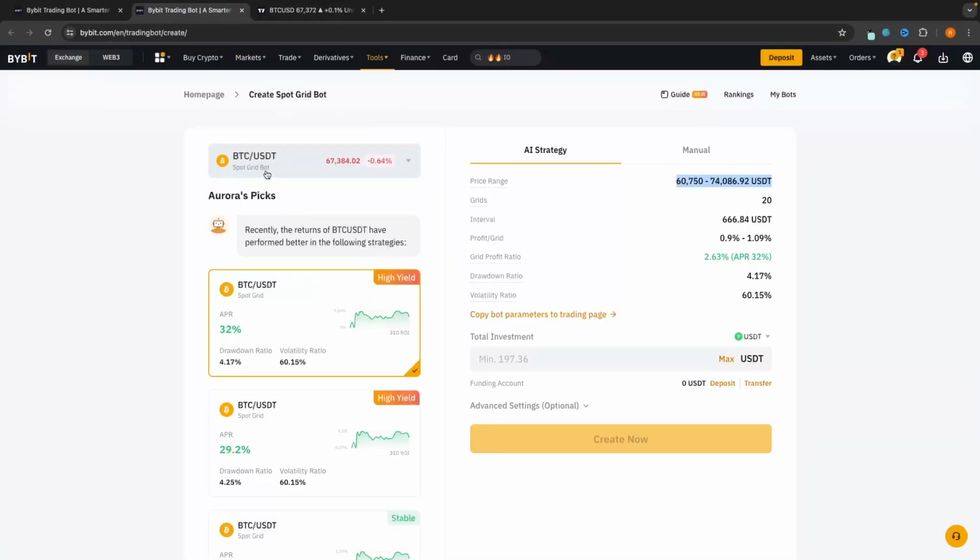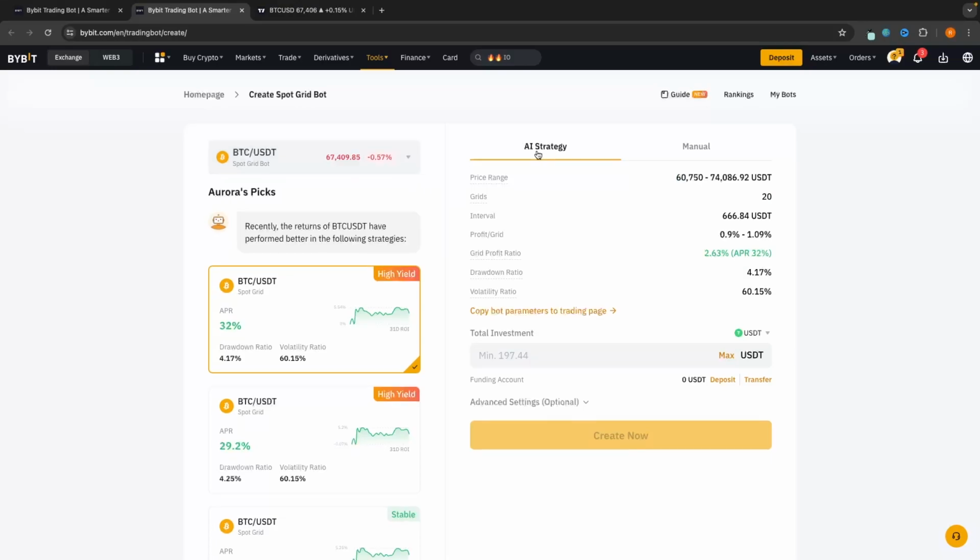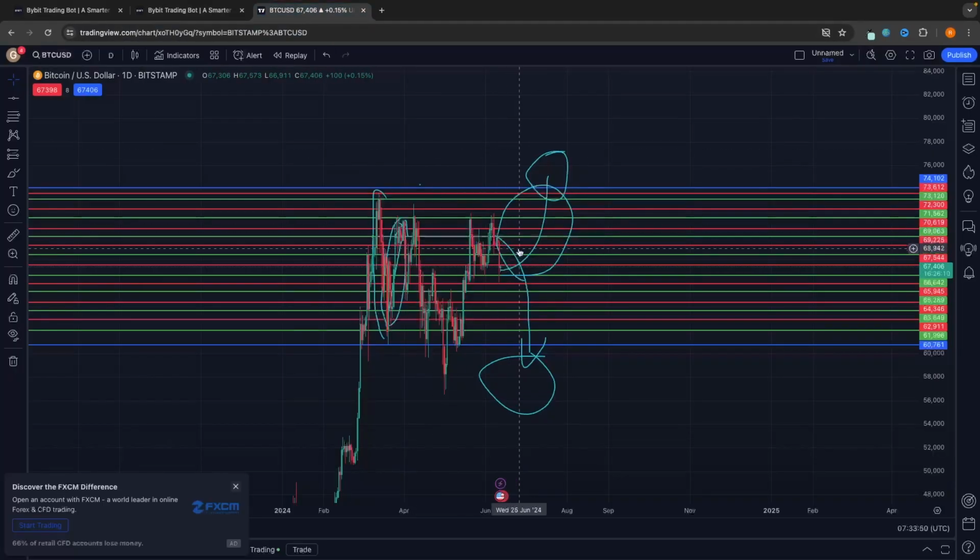So that is how the spot grid bot works, and hopefully that gives you a much better understanding. Now we can see that by default, they are going to give us an AI strategy. So this is going to determine the price range that we are in, how many grids are going to be on the chart, the interval between each buy and sell order.